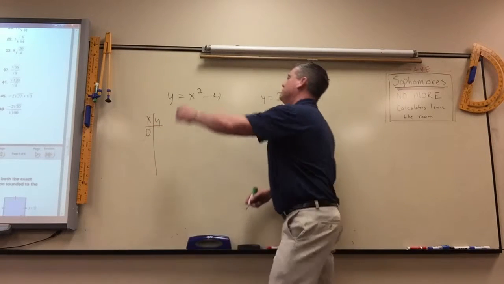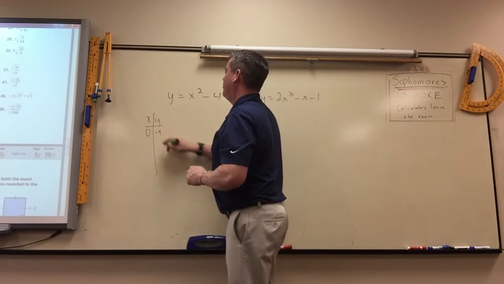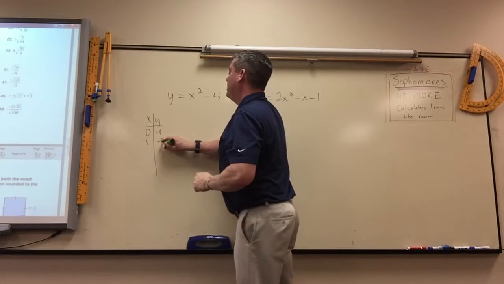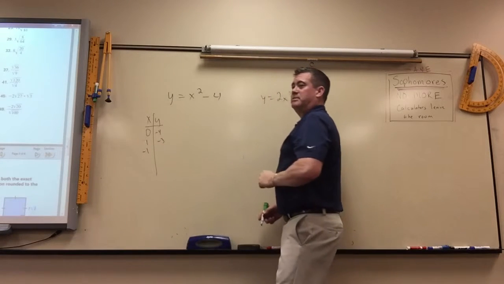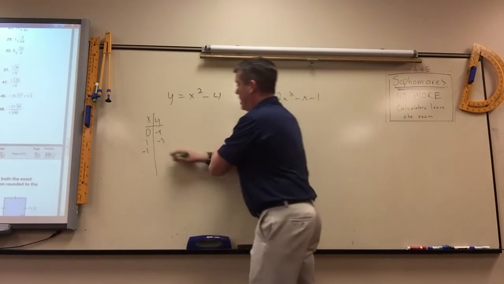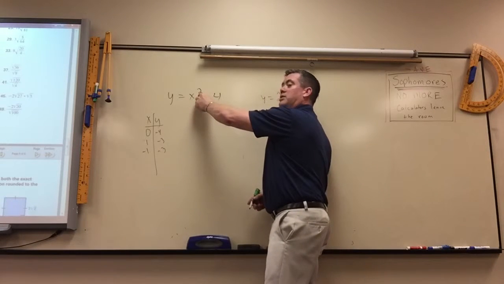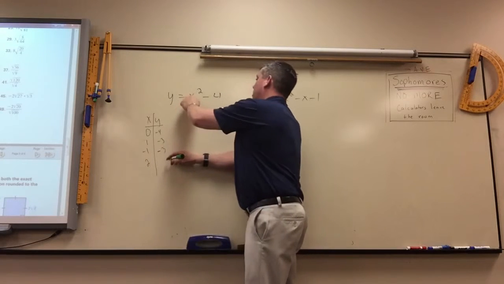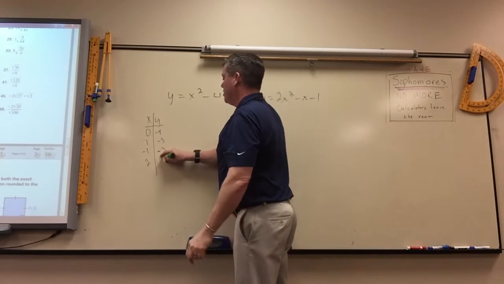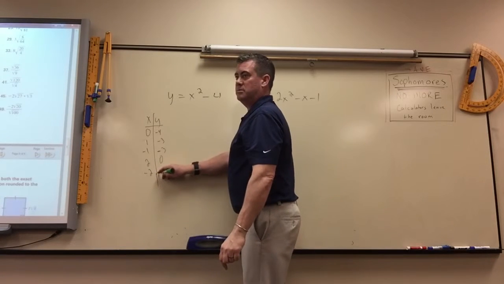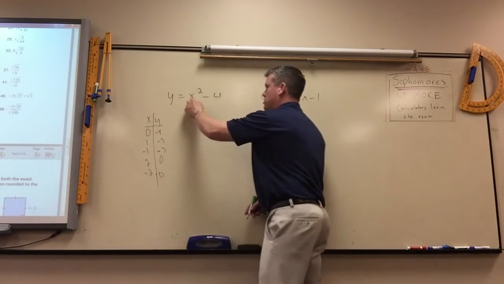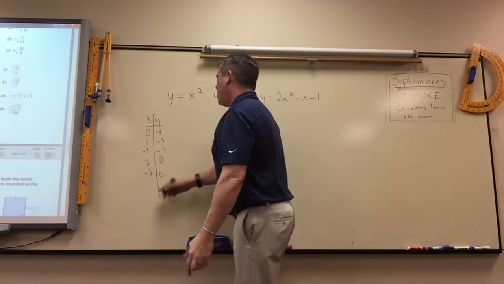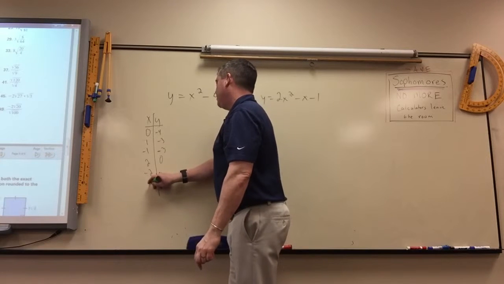If I put 0 in, 0 minus 4 is negative 4. If I put 1 in, 1 squared minus 4 is negative 3. If I put negative 1 in, what do you get? Negative 3. Because negative 1 squared is 1 again, minus 4 is negative 3. If I put 2 in, 2 squared minus 4 is 0. If I put negative 2 in, 0. Because negative 2 squared is still 4, minus 4 is 0.